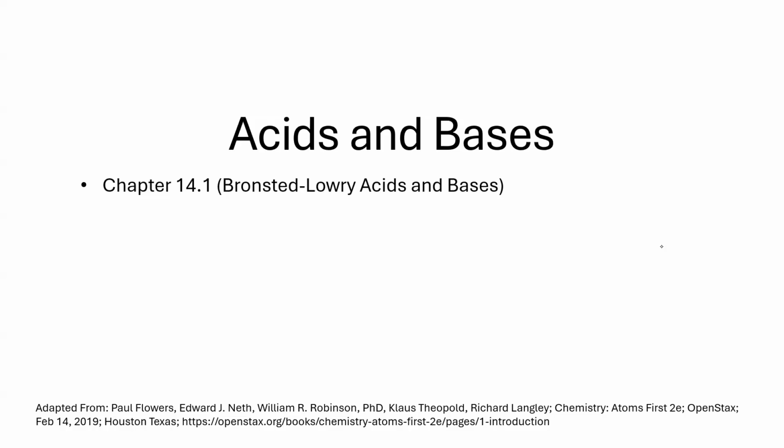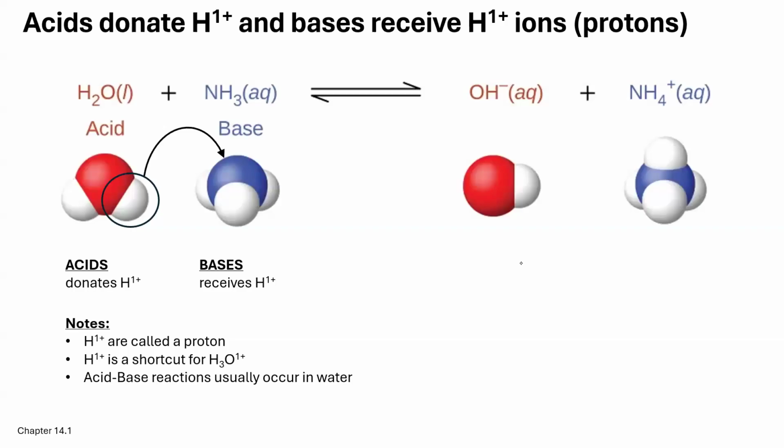Clean up my screen. All right, let's talk about it. We talked about acids before, during nomenclature and then briefly during chemical equations and chemical reactions. I'm going to slightly change some stuff up here. Acids donate hydrogen ions and bases receive hydrogen ions. They can be called protons, so acids donate protons and bases receive protons.